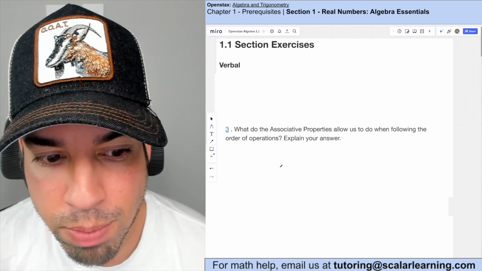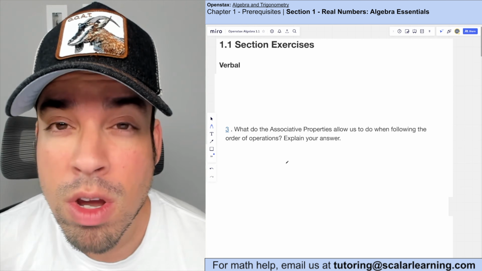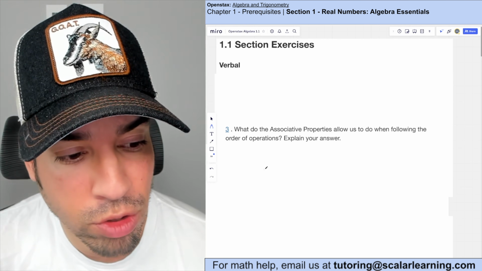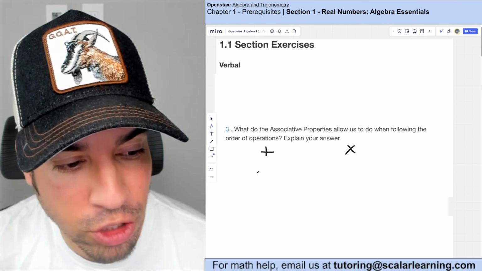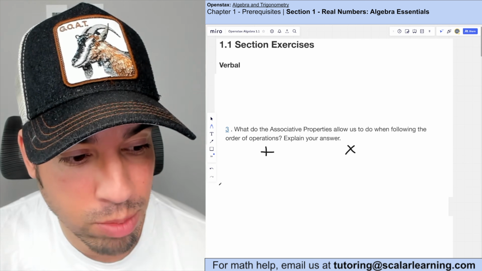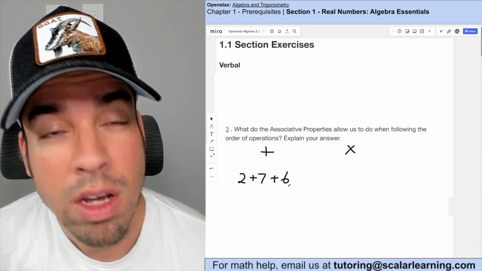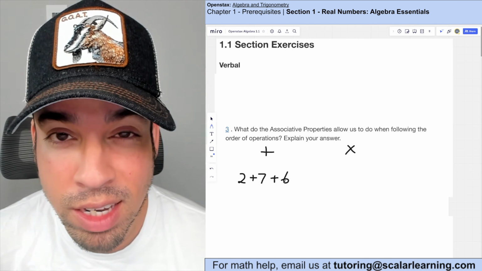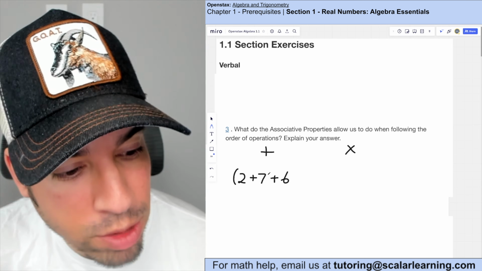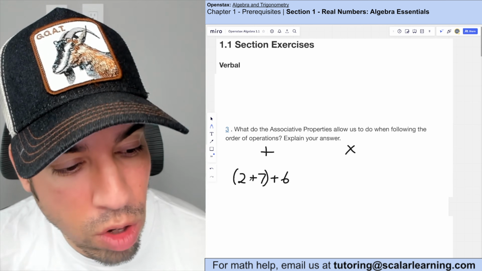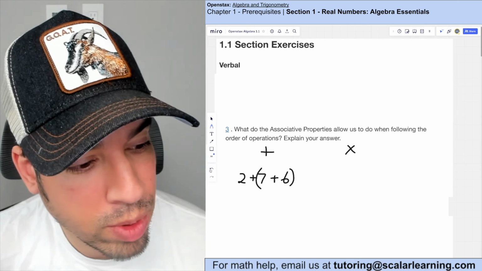What do the associative properties allow us to do when following the order of operations? Explain your answer. So there's two types of associative properties. There's the associative property of addition and the associative property of multiplication. And both are essentially the same. So if we have 2 plus 7 plus 6, associative means we are associating by using parentheses. The associative property of addition says that if I place parentheses here, the result will be no different than if I place parentheses here. And we can test that out, right?